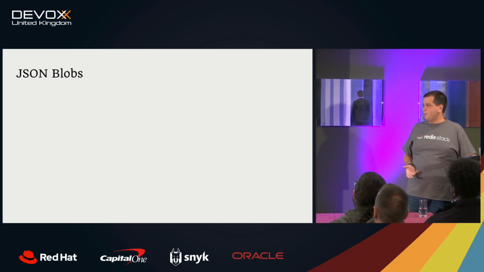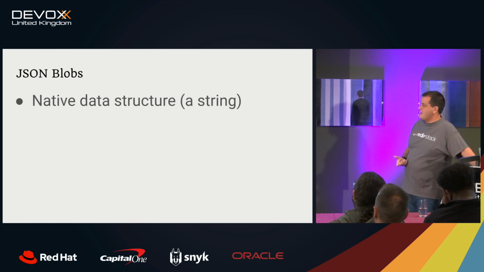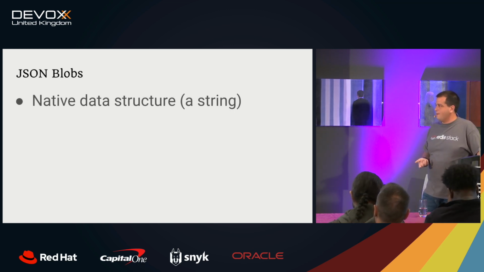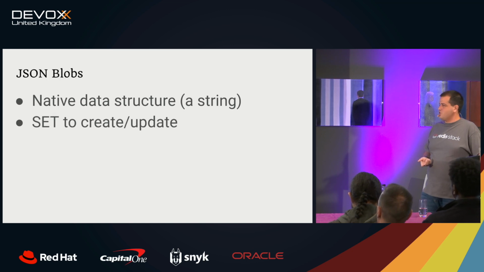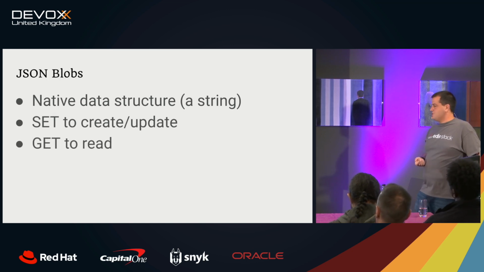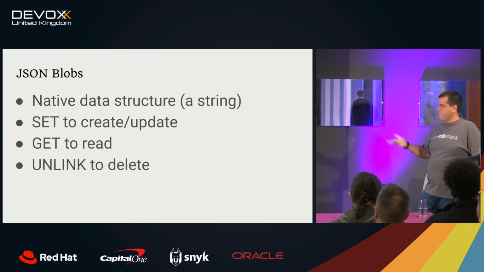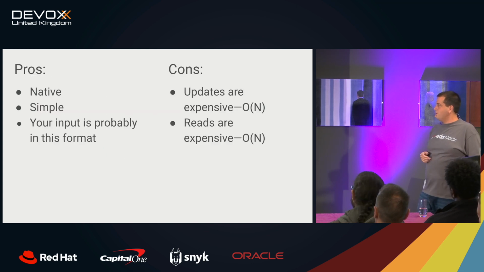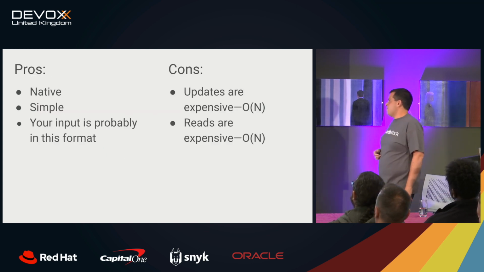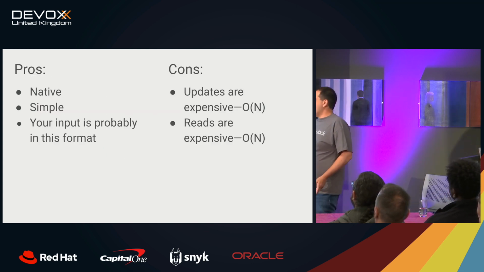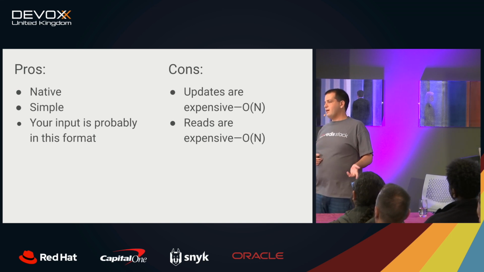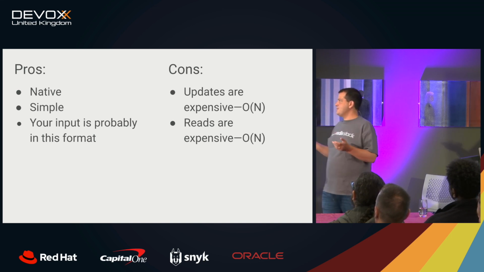Then there's JSON blobs. You could just use the native data structure, a string, and dump a lot of JSON data into it. So you use SET to create or update, GET to read, and UNLINK to delete it. Obviously the command set for this is very simple. The big pro is that it's native and simple, and your input is probably in this format already. This is what happens a lot.